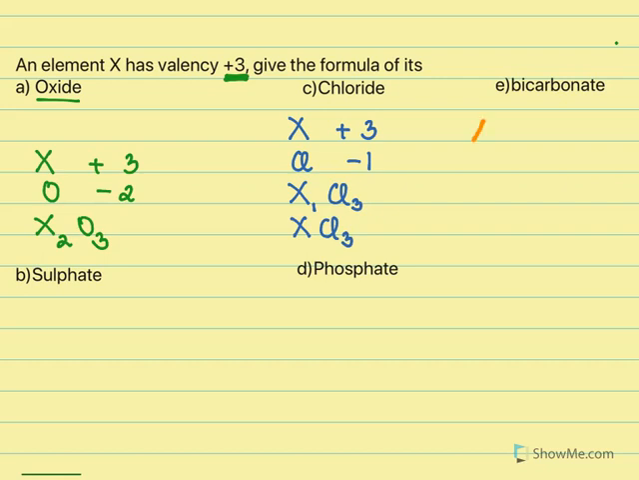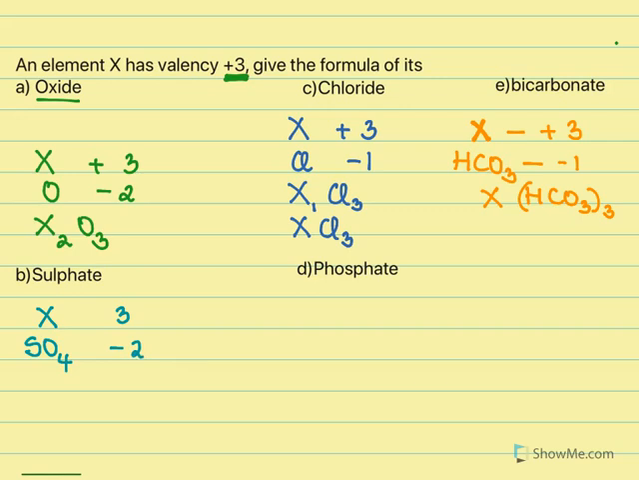Next is bicarbonate. So X is, we know, +3. Bicarbonate is HCO3, and the valency is always -1. When you crisscross, you get X, HCO3 has to take valency 3, so you put it in a bracket. Next, sulfate. X valency is 3. Sulfate SO4 valency -2. When you crisscross, you get X2(SO4)3.